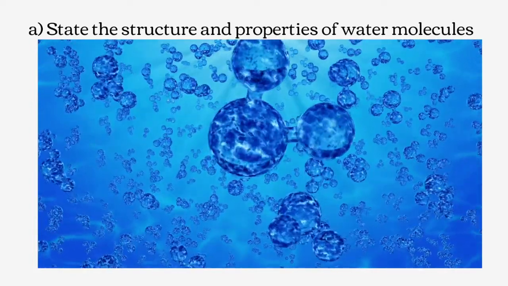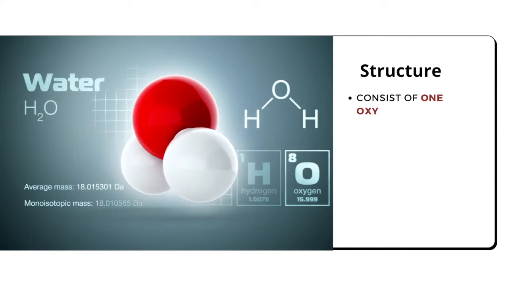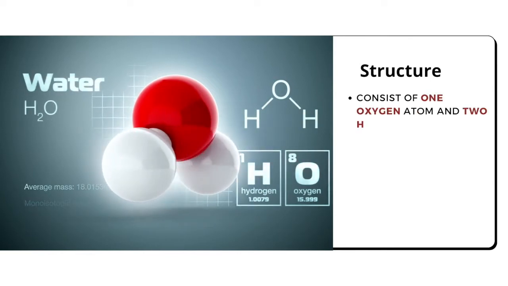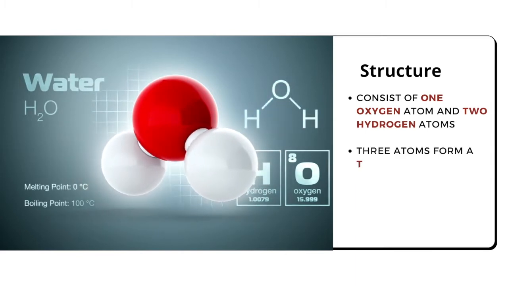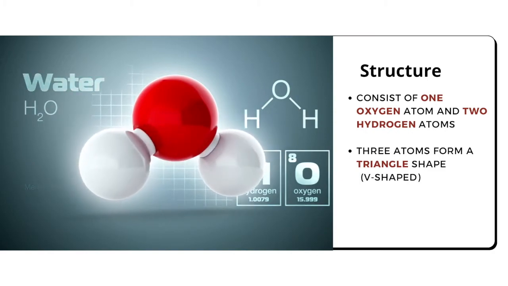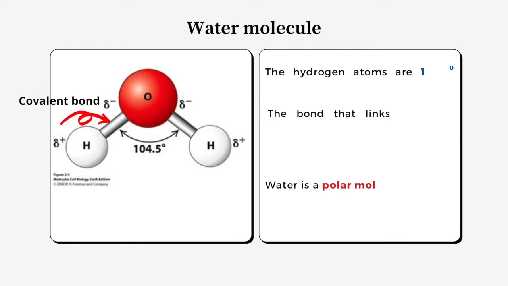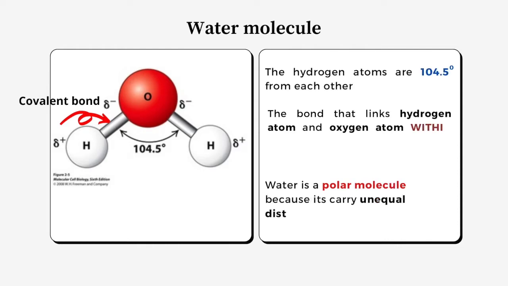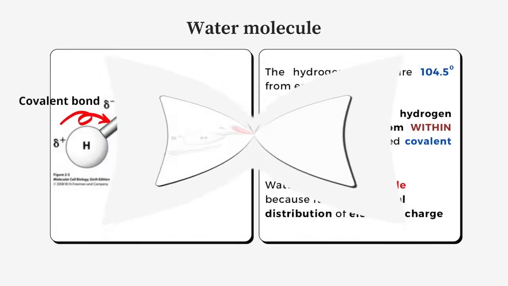The structure of water molecule. It consists of one oxygen atom and two hydrogen atoms. Three atoms form a triangle shape or V shape instead of linear. The hydrogen atoms are separated from each other at 104.5 degrees. The bond that links hydrogen and oxygen atoms is called a covalent bond.